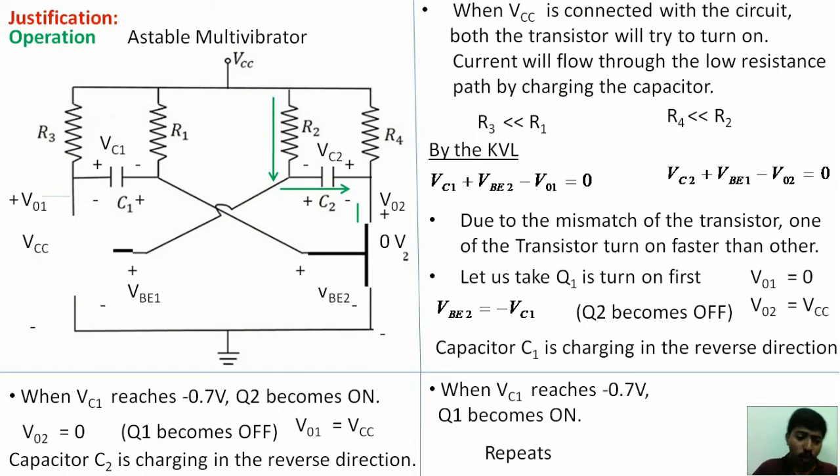When the transistor Q1 is on, Q2 will be off. When Q1 is off, Q2 will be on. The V02 will be the complement of V01. We can get the square wave at V01 as well as V02. Now we will discuss the derivations.